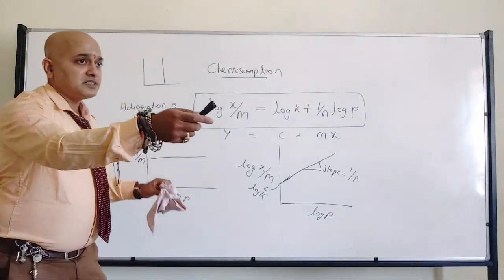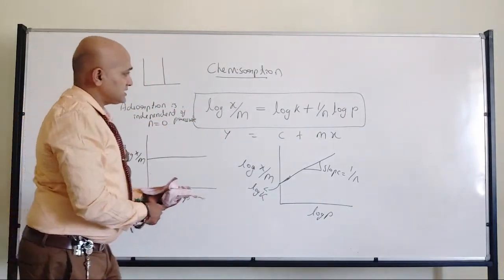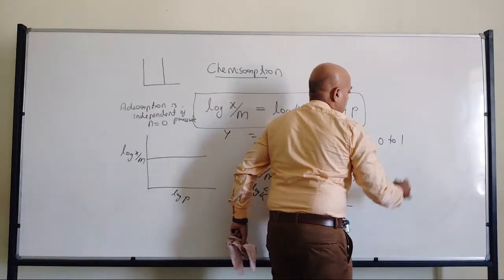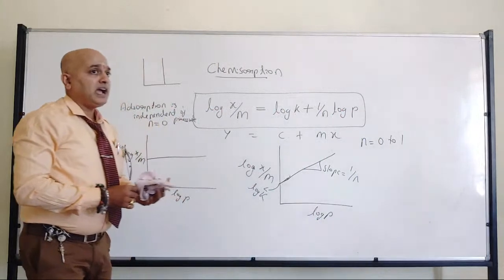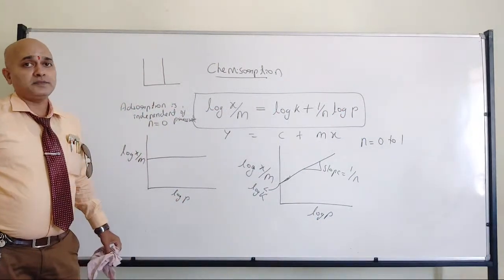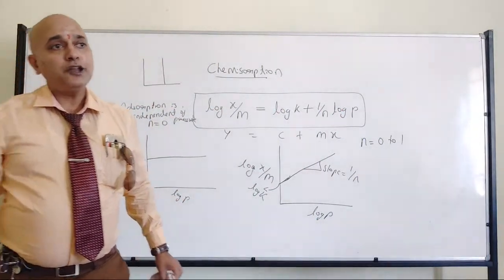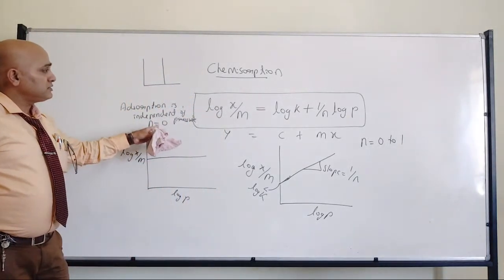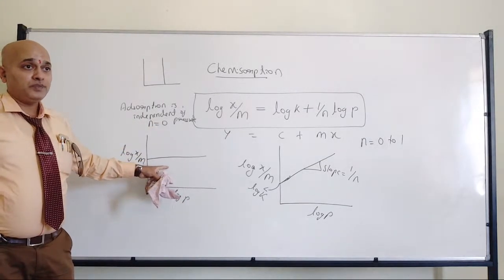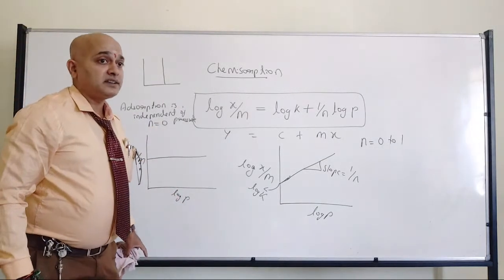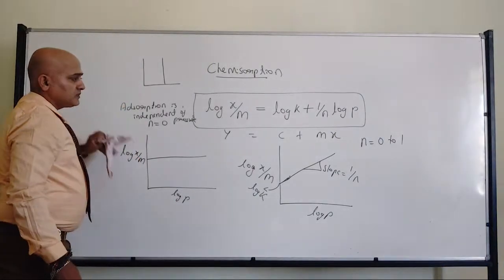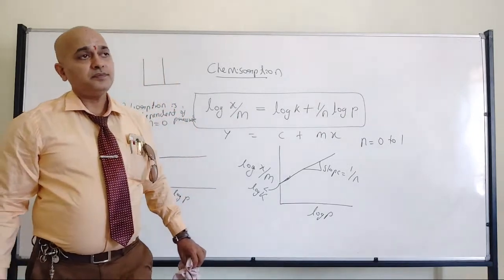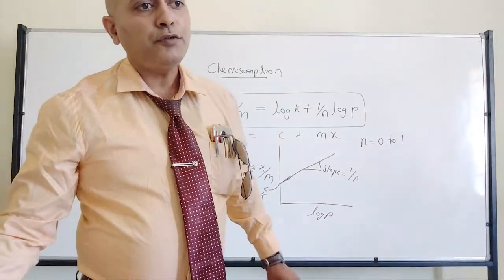Now since he has used n is equal to 0, I will make a statement here that the n value should be 0 to 1. Always you will get the n value as 0 to 1. Now if n value is equal to 0, this is the scenario. If n value is equal to 1, then what will happen?